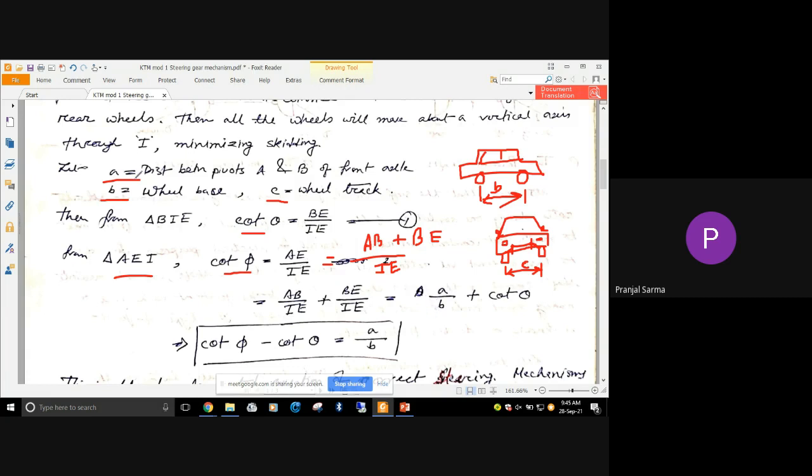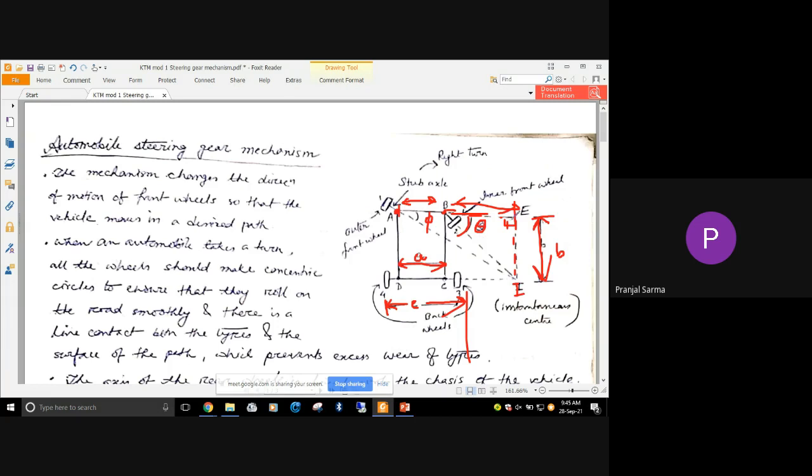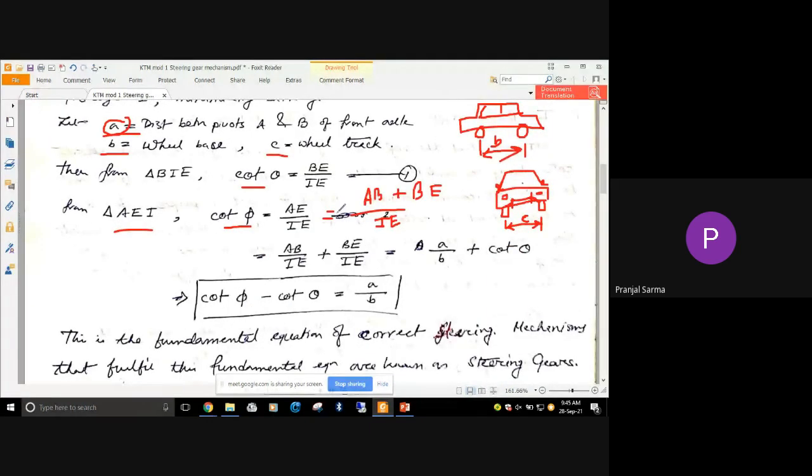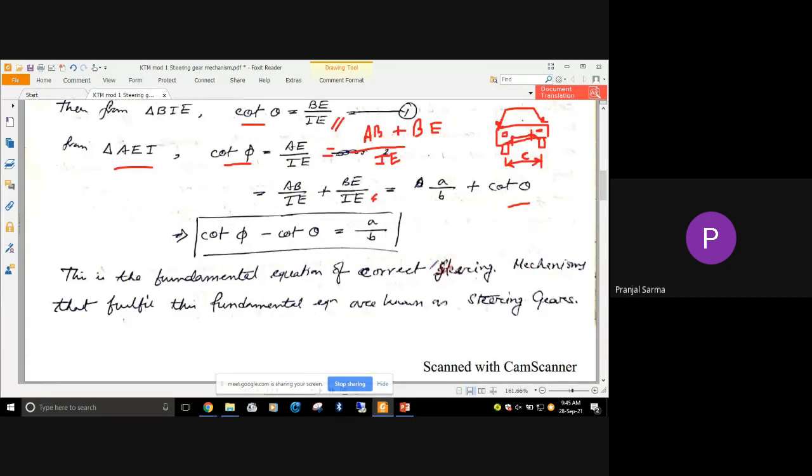These things are already considered: AB is the distance between the pivots, considered as small a. IE is equal to b. So a by b plus BE by IE, which was cot of theta. From here I can write cot phi minus cot theta equals a by b, and this is a very important equation known as the fundamental equation for correct steering.